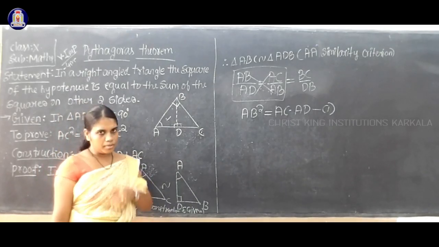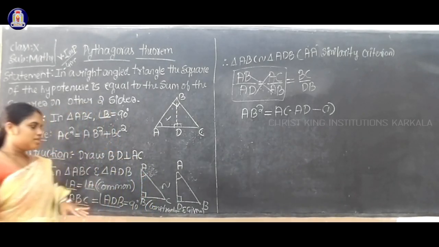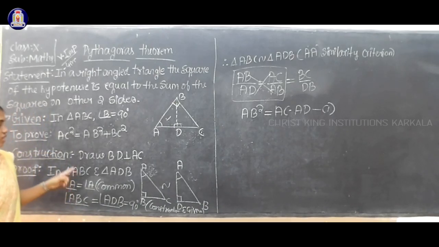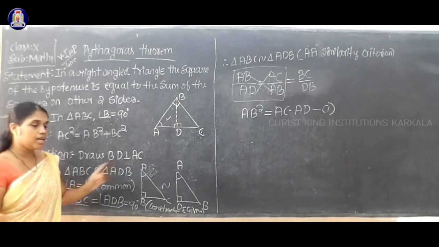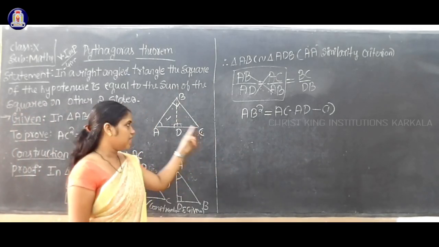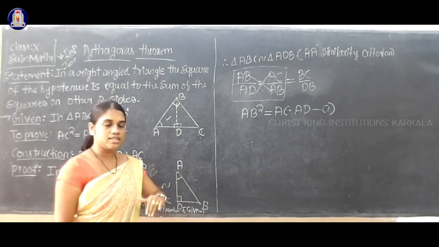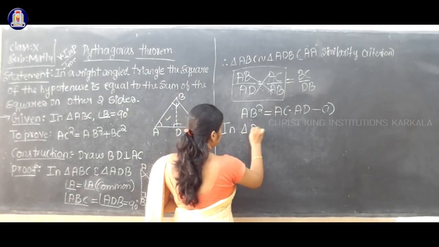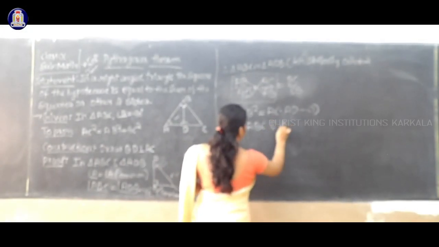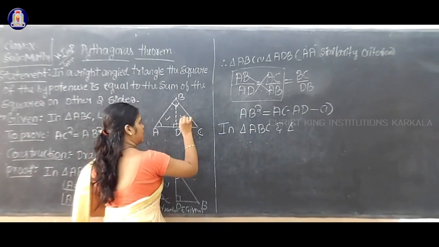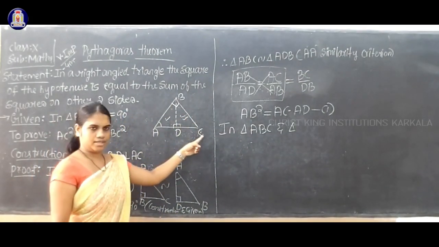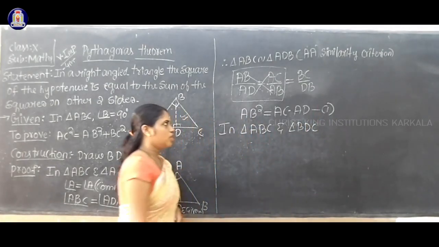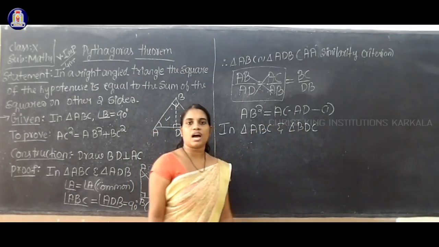Now the remaining half part. Once again the same process I have to repeat. For which two triangles? At the beginning I considered triangle ABC and triangle ADB, the full triangle ABC and the first half, isn't it? So now consider the full triangle ABC and the triangle of the second half. What is your second half? That is triangle BDC. Now I am going to prove these two triangles are similar.